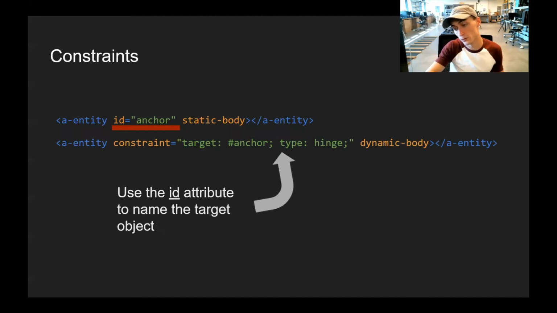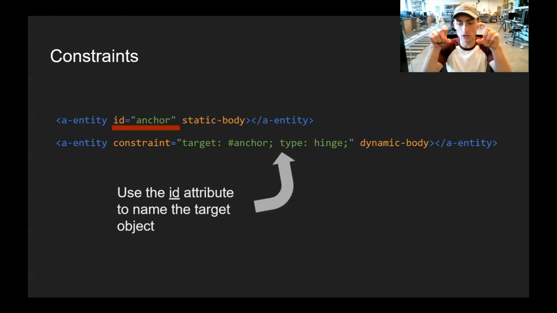All right, so there is a special type of property called constraints in the A-frame physics system. Essentially, a constraint is a way to attach two physics bodies together. There's a hinge type, and I think there's also a fixed distance type.